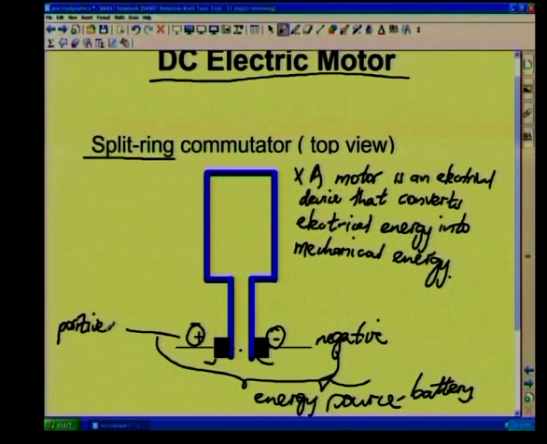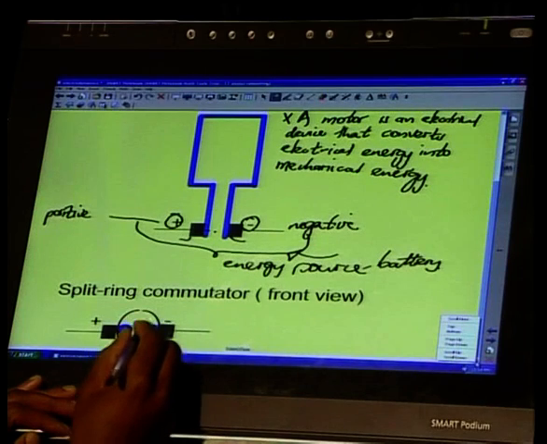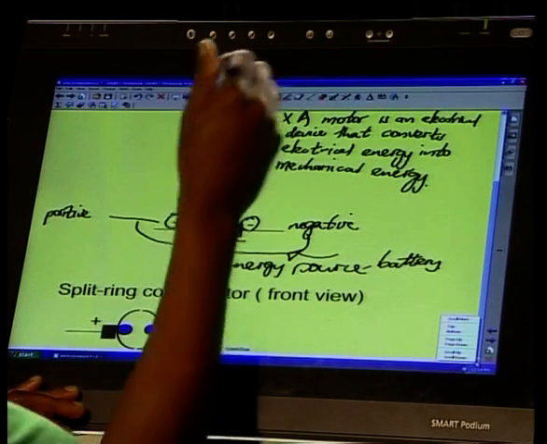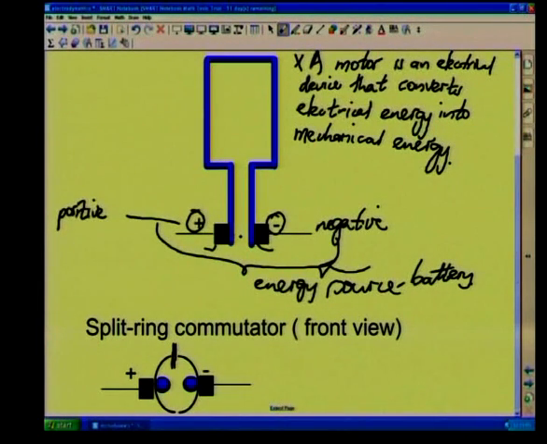And the brushes are split. In other words, they're not connected all around. They are split. Hence, we call this a split ring commutator. And this is when we see it from the top. So that's the top view of a split ring commutator. Now, if we look at it from the front, it is in this way. This is the commutator, and you would see there are spaces here. You will see there's a space there. You will see there's space here.